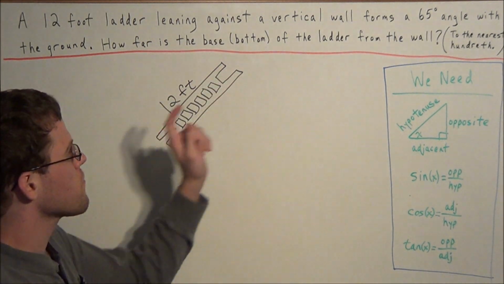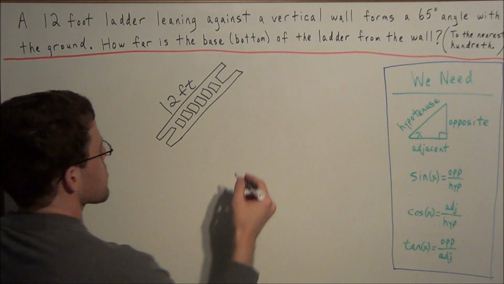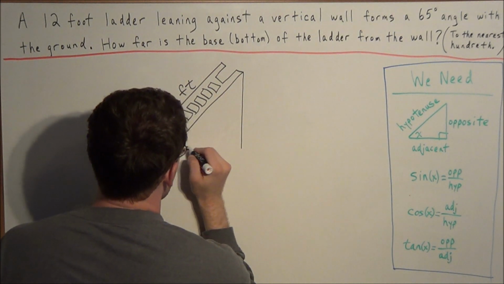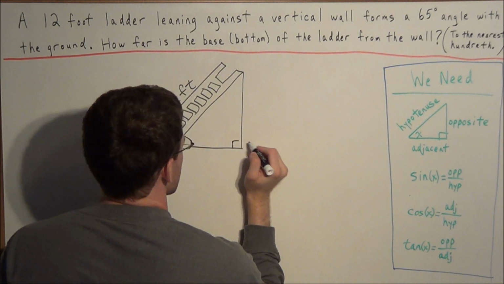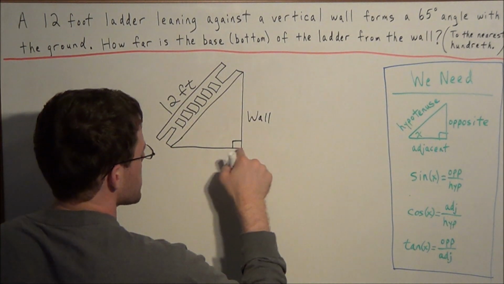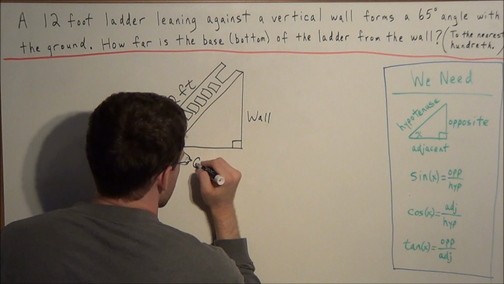And it's leaning against a vertical wall. And what that means is that the wall was built correctly and it forms a 90-degree angle with the ground. That is, a vertical wall forms a 90-degree angle to the ground.